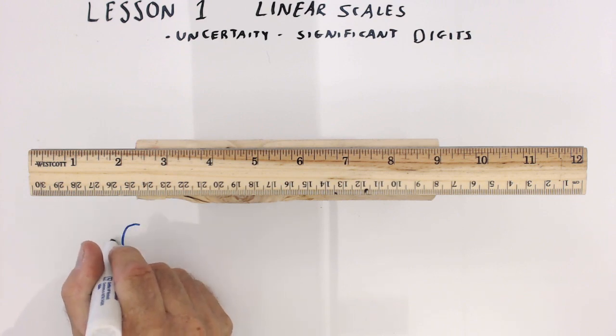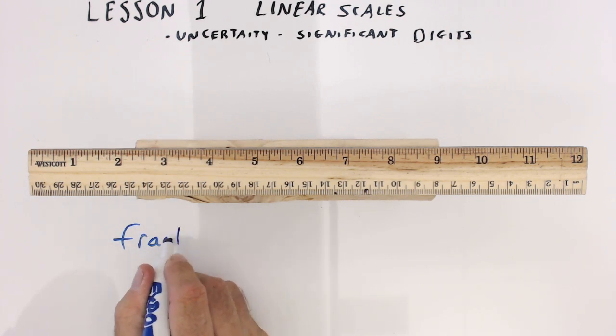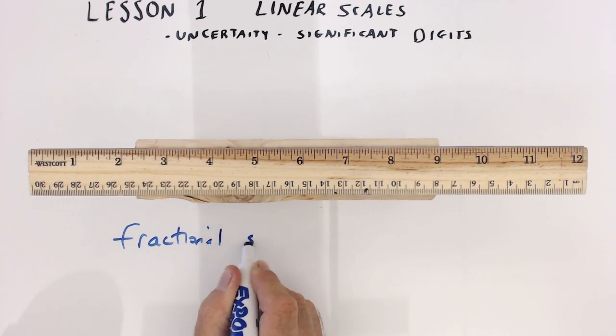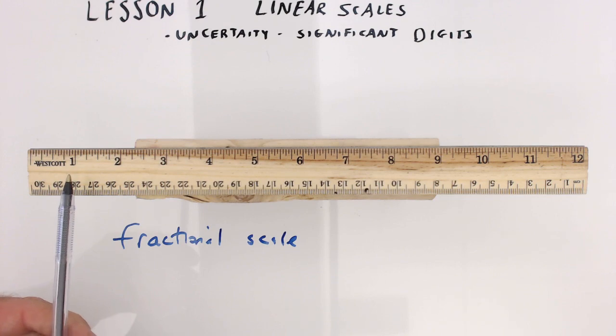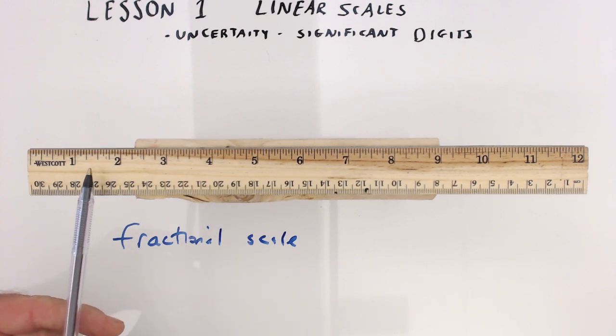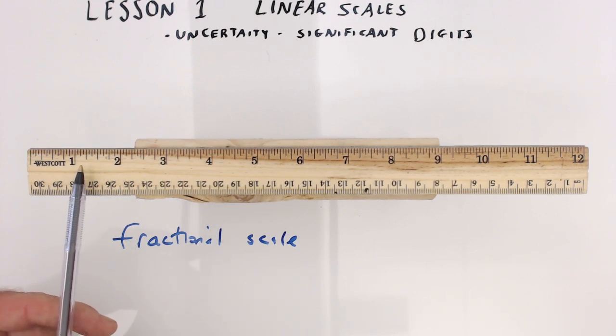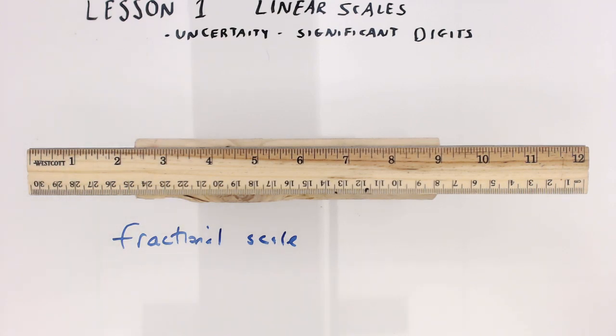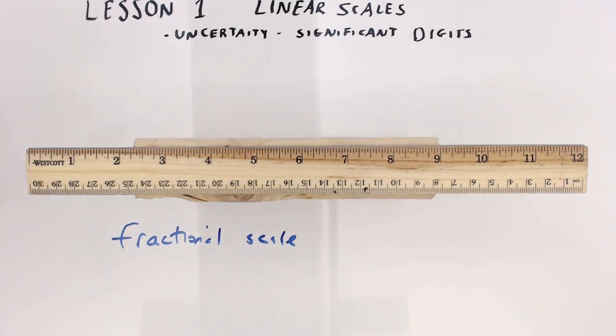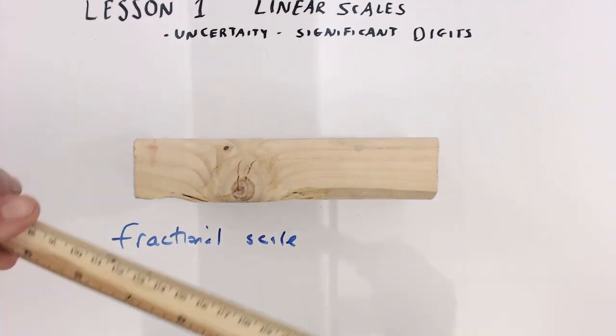A fractional scale has a situation where the lines between the numbers are cut in half. There's a half, and then cut in half again, there's a quarter, and cut in half again, there's an eighth, and cut in half again, there's a 16th. And that's different than on the decimal side that we have here.